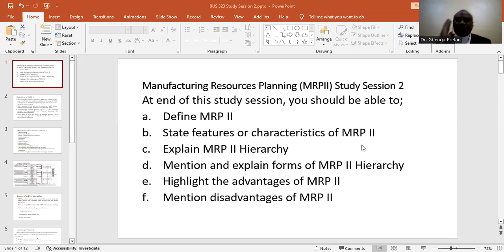We are going to take MRP 2, that is study section 2 of production management 2. At the end of this study section, we should be able to define MRP 2, state the features and characteristics of MRP 2, explain MRP 2 hierarchy, and number 4, we should be able to mention and explain forms of MRP hierarchy. And the fifth one is that we should be able to highlight the advantages of MRP 2. While lastly, we'll be able to mention the advantages of MRP 2.